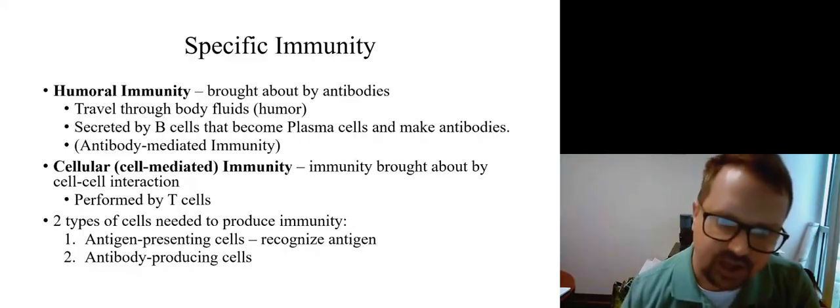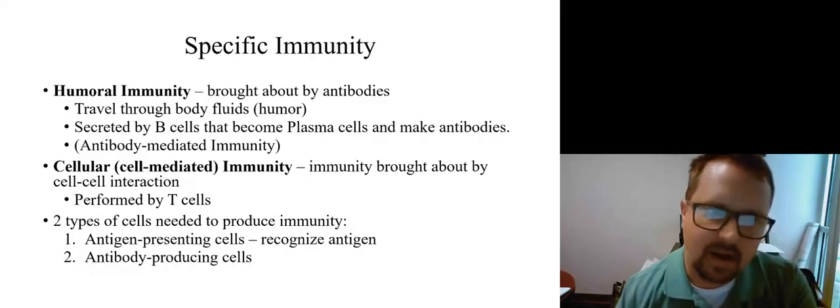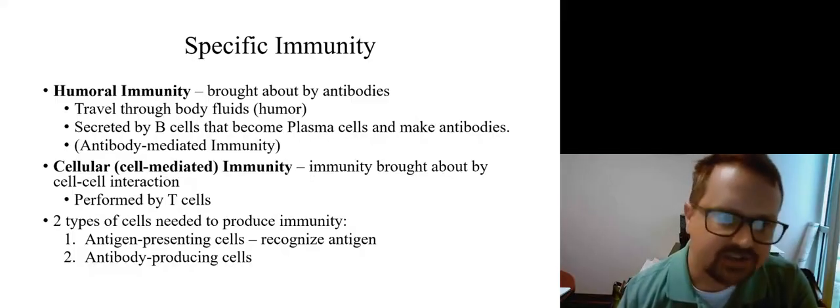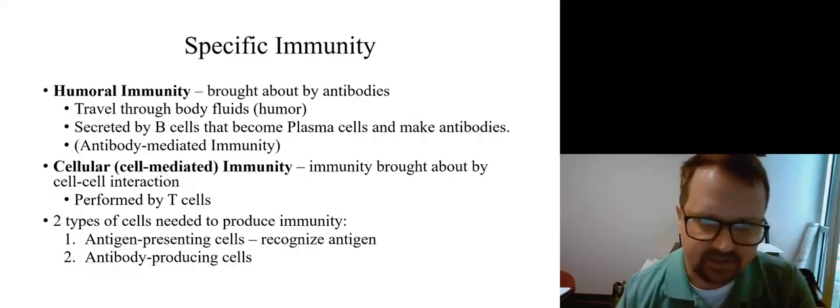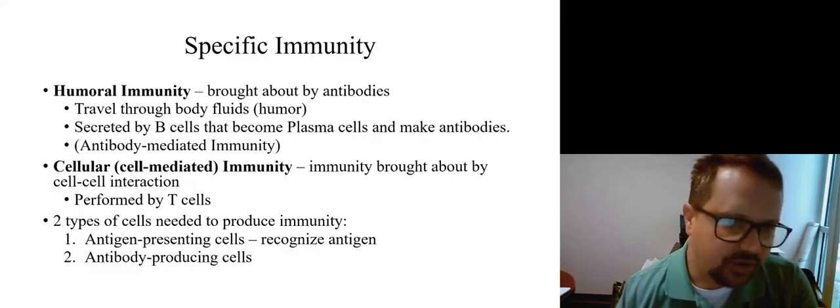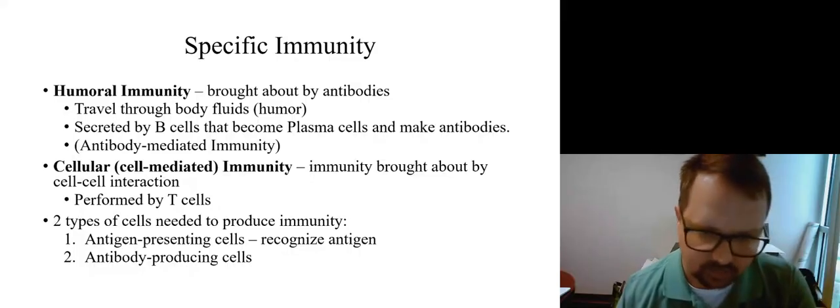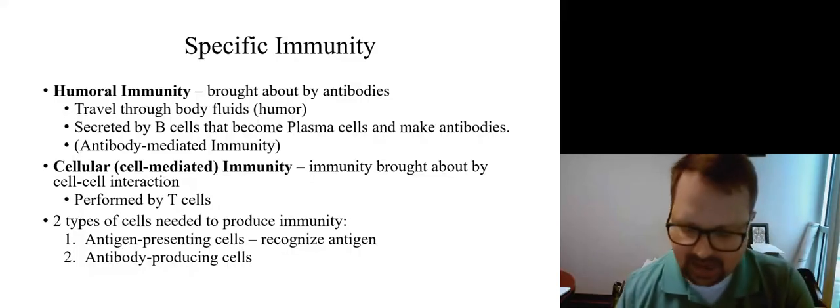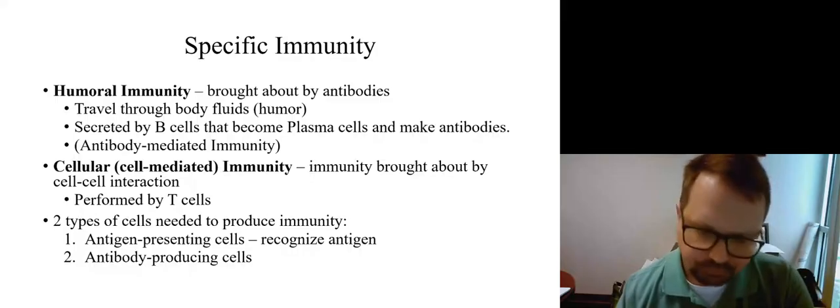Cell-mediated immunity is brought about by cell-cell interactions. This is going to be a T cell. Like a T cell recognizes that this is an abnormal cell and kills it. There's two types of cells we need. We need an antigen-presenting cell to recognize the antigen, and an antibody-producing cell, a plasma cell. Okay. To my knowledge, every antibody, MADGE, they all come from plasma cells.